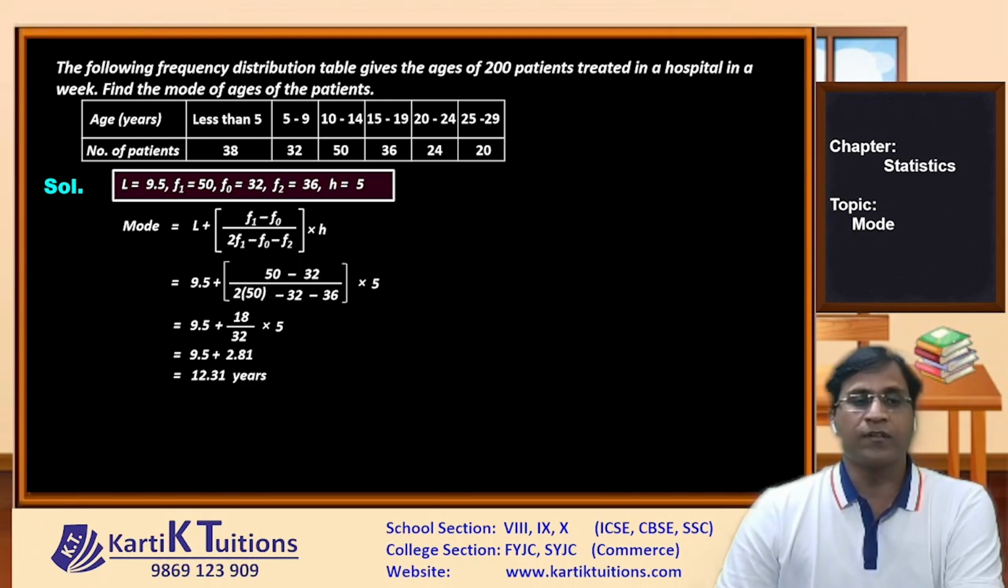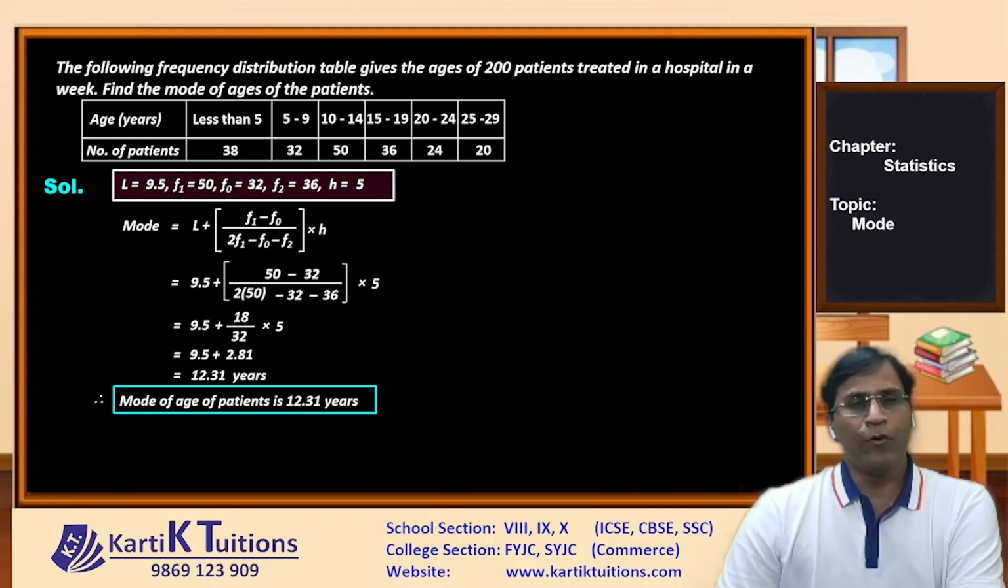Why years? Because the sum is based on age. Now always write the answer in statement form. The statement form answer will be: the mode of ages of patients is 12.31 years. I hope you understood this sum.